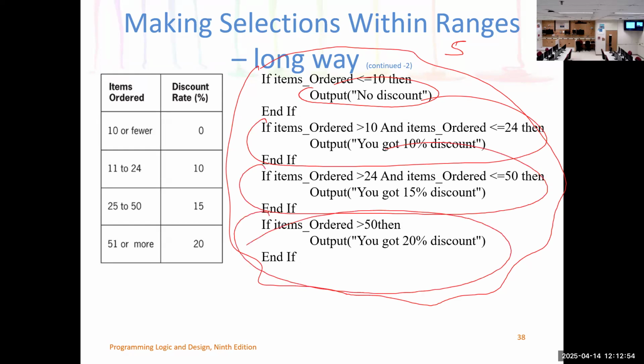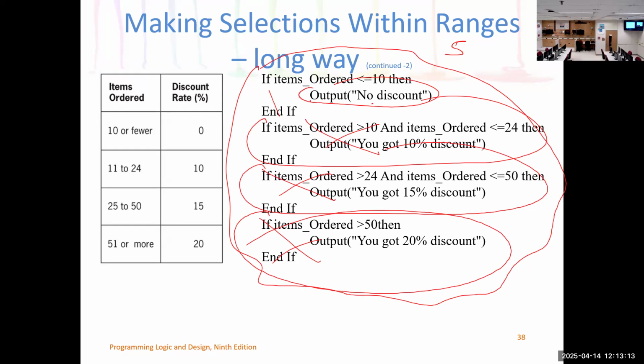So even though the output is correct, I print it out here: no discount, because this one is one condition true. This one here, you check, you skip it. You check, you skip it. You check, you skip it here. The output is correct. But what happened here? My program has to execute all of the conditions here.